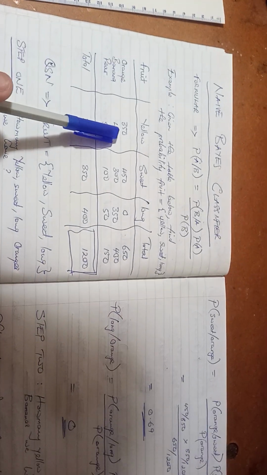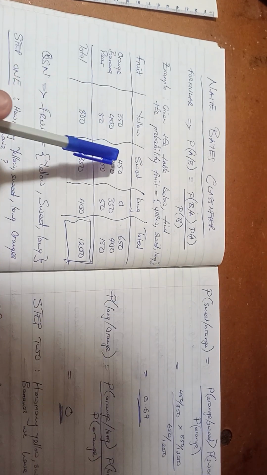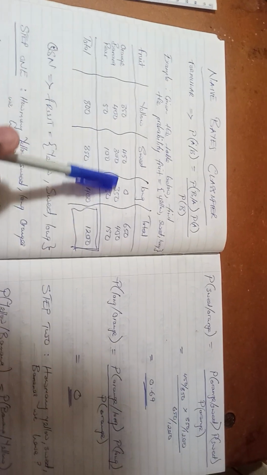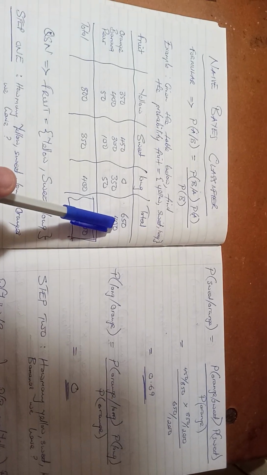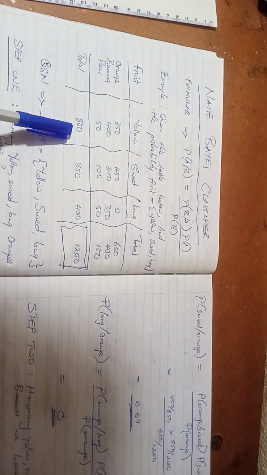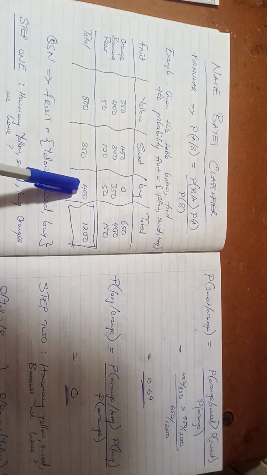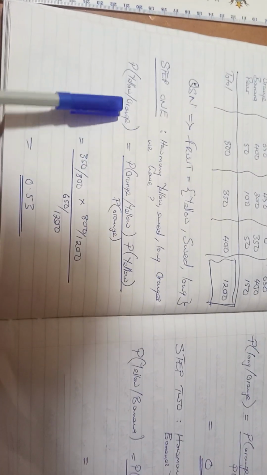So these figures here: we have 350 oranges which are yellow. Total fruits we have is 1200. Total oranges we have is 650, total bananas we have 100. Then total yellow fruits 800, total sweet fruits 850, total long 400. So what we did to calculate the yellow oranges, we do the same to calculate sweet oranges, and we do the same to calculate long oranges.